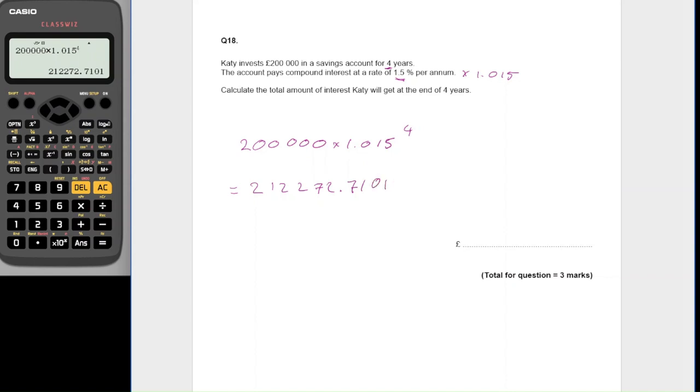So the amount of interest, just double checking, the amount of interest Katie will have. Calculate the total amount of interest. So we want to minus the initial investment to find the interest. So minus 200,000 gives £12,272.71. So the amount of interest is £12,272.71.